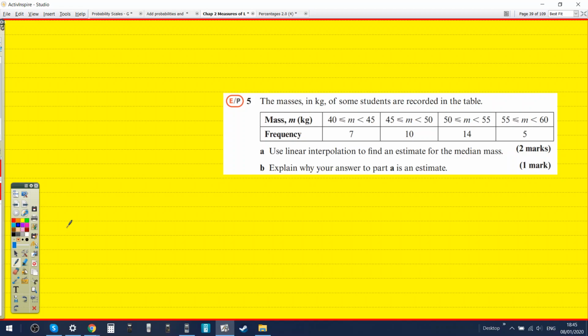So we add up the frequencies. So the total is 36. Okay. And then so the median is the 18th value.